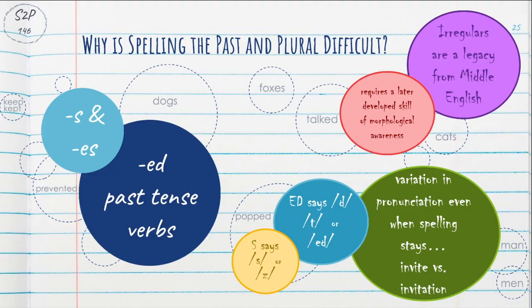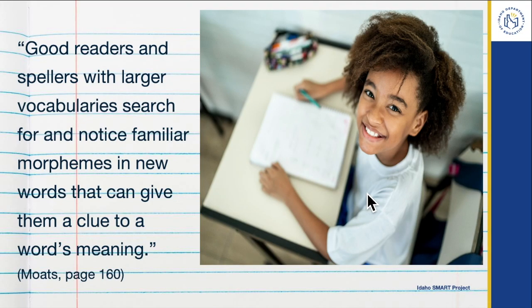All right, so let's continue on with this idea of spelling, and that good readers and spellers will have large vocabulary so they can notice these familiar phonemes, and they'll get clues to what the word means, and they'll get clues to how the words are put together. So we're actually going to utilize that as a teacher to understand where our students are and where their development is.